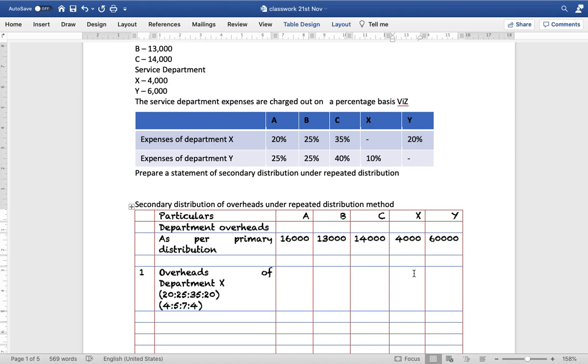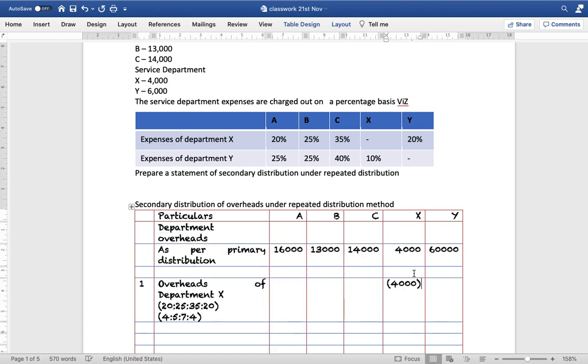So taking this 4,000, we have to share it among the other departments in the ratio of 4 is to 5 is to 7 is to 4. So we will be getting 800, 1,000, 1,400, 800.